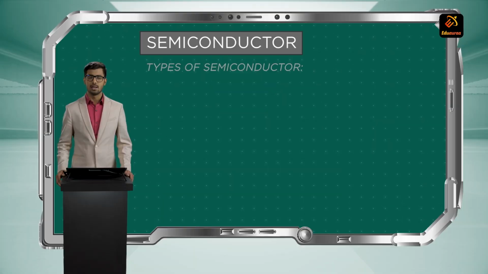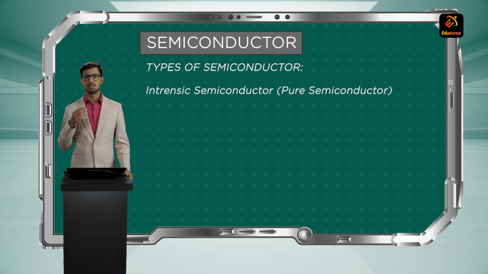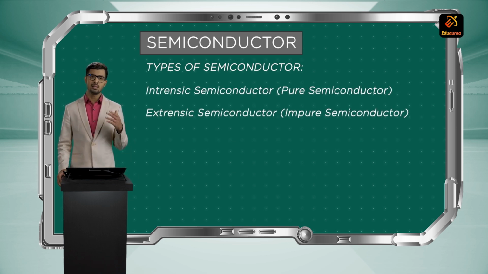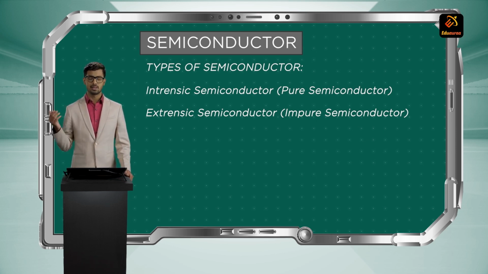Now, referring to this, let's understand semiconductors. Semiconductors are mainly of two types. First is intrinsic semiconductor. Second is extrinsic semiconductor. Intrinsic semiconductors, I personally call pure semiconductors, and extrinsic semiconductors are also referred to as impure semiconductors. So why are these called pure and why are these called impure, let's understand.